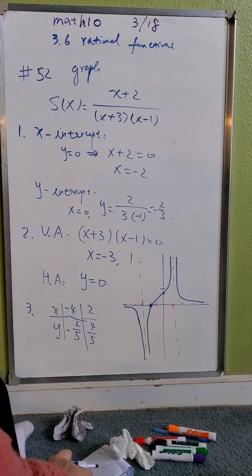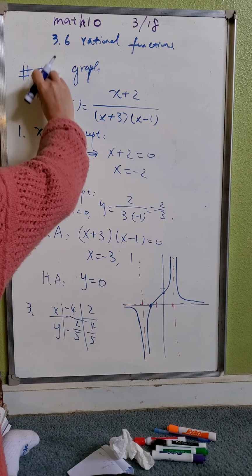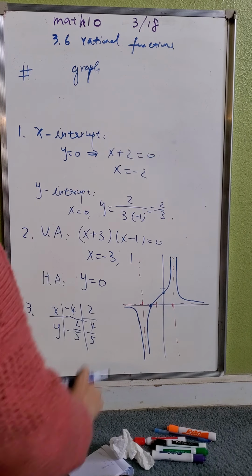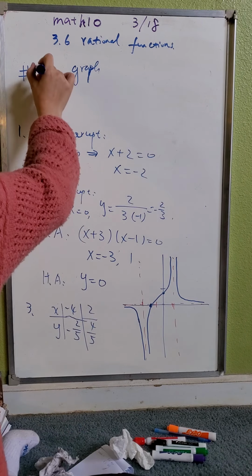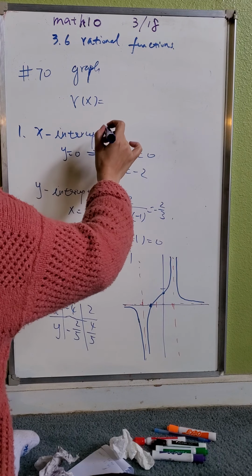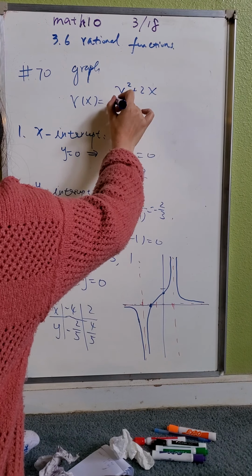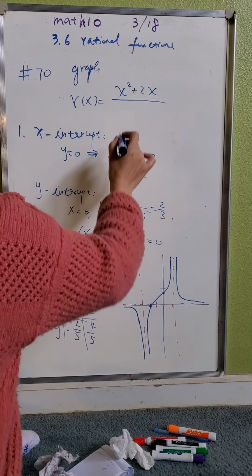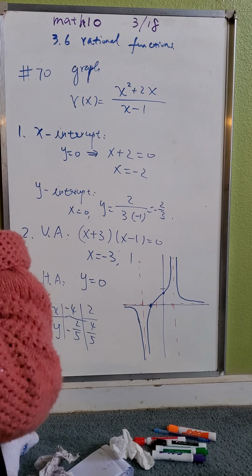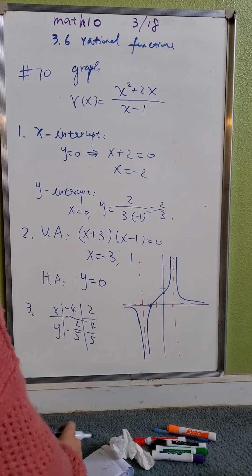Okay, and then I'm going to try one with the slant asymptote. That will be problem number 70: R for x equal to x squared plus 2x over x minus 1. So we do the same thing. We're going to first find the x-intercept by letting y equal 0.